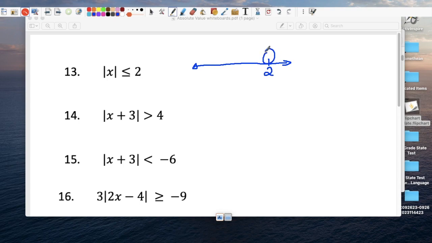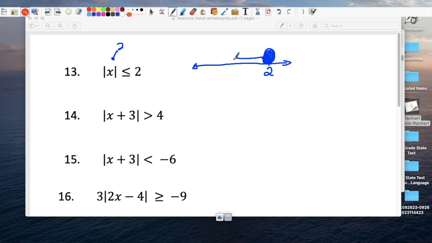If I plug in 2, it works, right? The absolute value of 2 is 2, and that's less or equal to 2, yes. If I plug in 3, will it work? No. If I plug in 4 or 2.1, 2.2, values to the right of 2 do not work. So I'm not going to aim my arrow that way, but I'm going to aim my arrow this way.